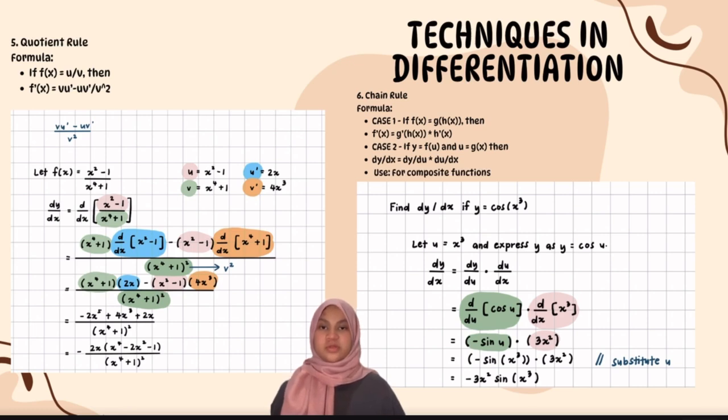So, if y equal cos x cubed, let u equal x cubed, and express y as y equal cos u. Use the formula dy over dx equal dy over du times du over dx. dy over du means differentiate y, and then du over dx means differentiate u. Then calculate, and we will get the final answer, negative 3x squared sine x cubed.